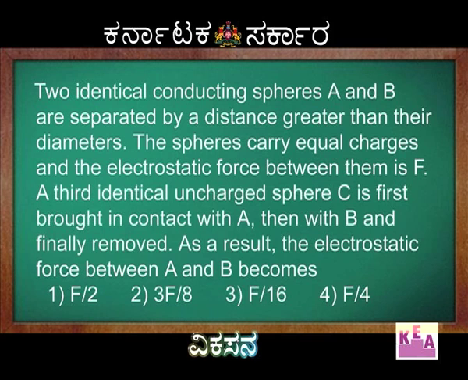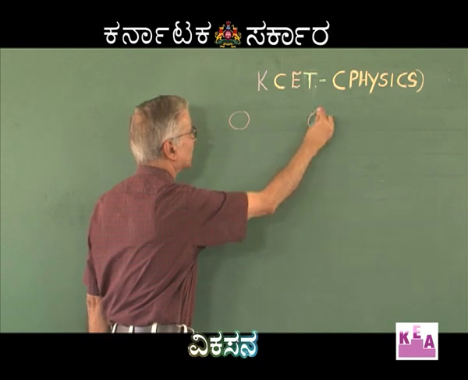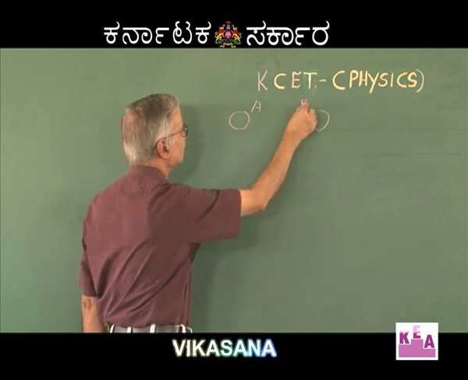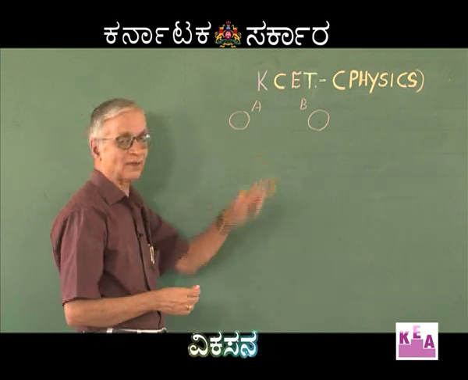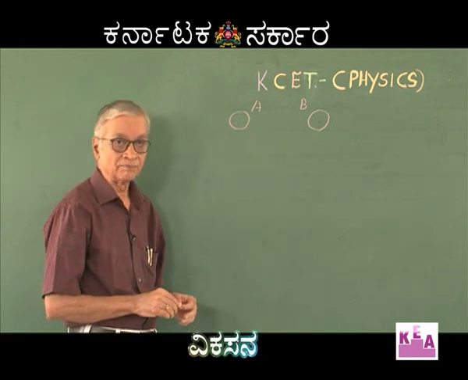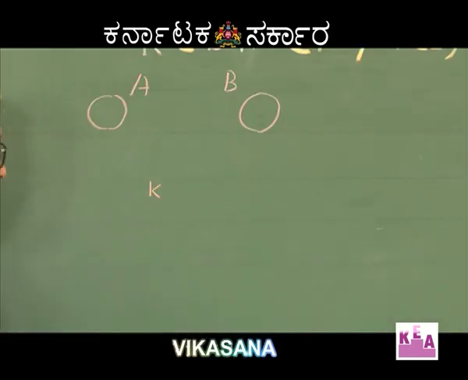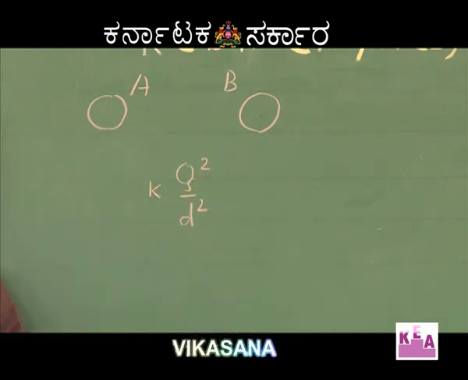As a result, the electrostatic force between A and B becomes? Let A and B be two identical charges separated by a certain distance. I call the first one A and the second one B. You all agree that if the separation between A and B is D, then the electrostatic force between them is K multiplied by Q square divided by D square. I assume that the charge on each sphere is Q.